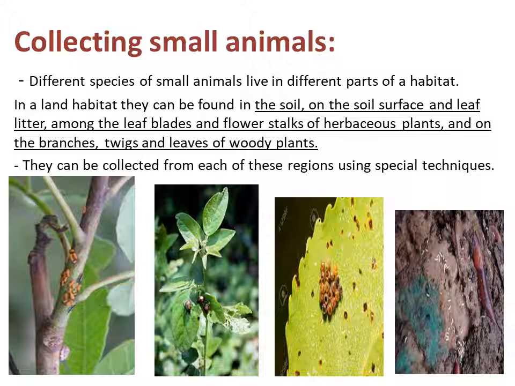In a land habitat, they can be found in the soil or on the soil surface and leaf litter, among the leaf blades and flower stalks of herbaceous plants, and on the branches, twigs and leaves of woody plants. That's why I find the small animals. You can see it down in the picture. They can be collected from each of these regions using special techniques.